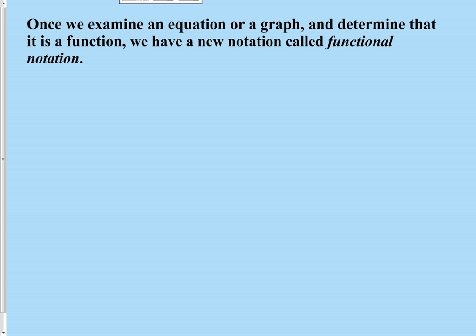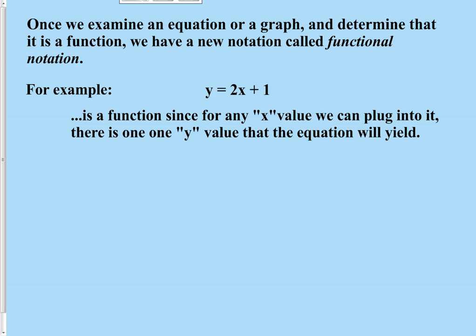Okay, once we examine an equation or a graph and determine that it is a function, we have a new notation called functional notation. Here we have a function, a linear equation, and we look at the equation and determine that for any x value that gets plugged into it, no one x value can possibly yield more than one y value in return. For each x, there is only one y.